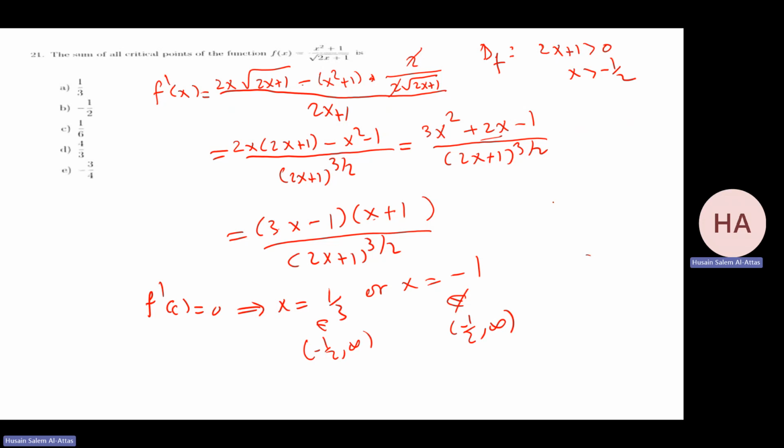Okay. Also, if I check f prime at c does not exist, then x equals minus half, which does not belong to the interval. So the interval is open. So the only critical number is x equals 1 over 3. So the sum of critical numbers is 1 over 3.